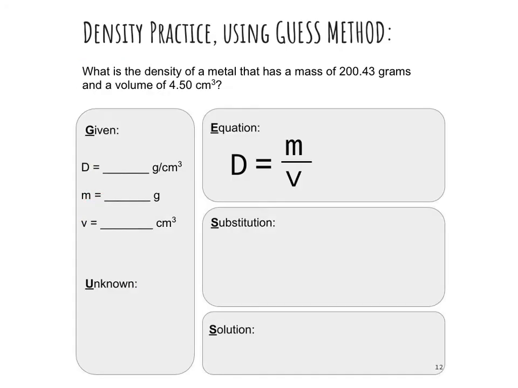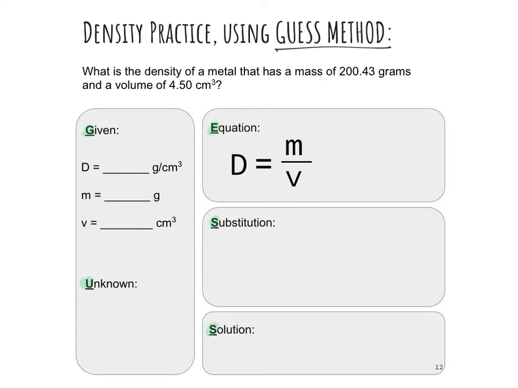Now, something we're going to be using in this class is called the GUESS method. GUESS is G-U-E-S-S, and that stands for given, unknown, equation, substitution, solution. And it's just the order of things that we do to solve a problem using math. So the first thing is givens. Givens are the things that are told to us in the question. So we better go ahead and read the question.